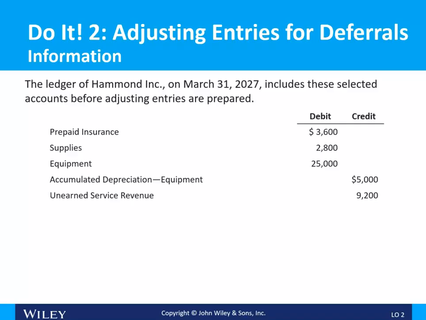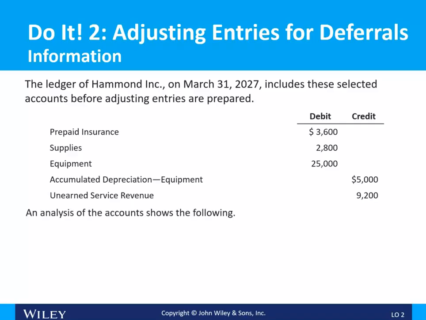Adjusting entries for deferrals. The ledger of Hammond Incorporated on March 31st, 2027 includes these selected accounts before adjusting entries are prepared. So we have prepaid insurance, supplies, equipment, accumulated depreciation equipment, and unearned service revenue. This isn't the full trial balance. It's just the accounts that may need an adjusting entry because we have these assets and liabilities on our books.